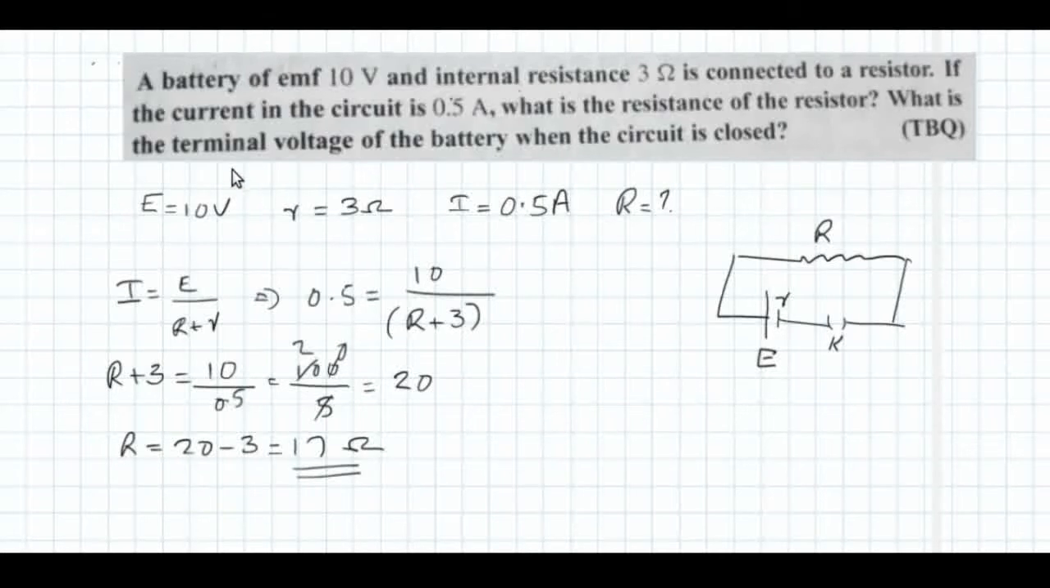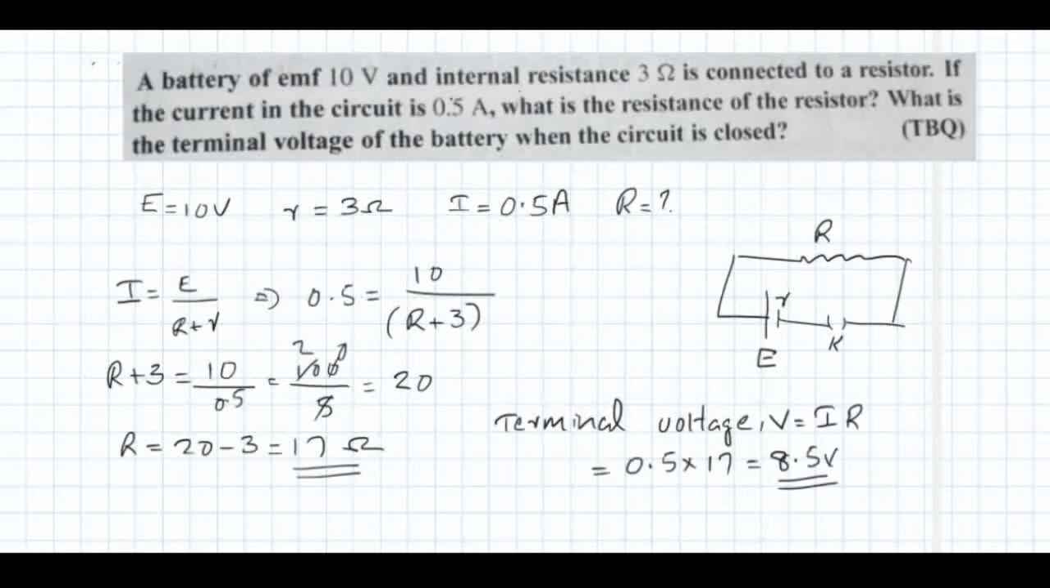Then the second part is what is the terminal voltage of the battery? So what is the equation for the terminal voltage? Terminal voltage V is equal to IR. And what is I? I is equal to 0.5 given, and R we just got as 17 ohm. Therefore 0.5 into 17 ohm is equal to 8.5 volt, which is the terminal voltage.